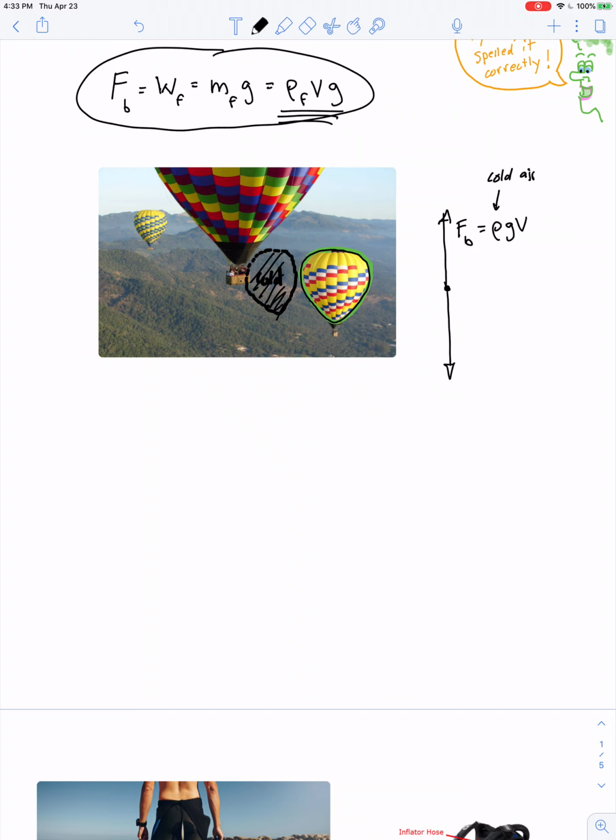So the balloon's called a hot air balloon, right? There's hot air in the balloon, but the fluid that would otherwise occupy that space is cold air. And the volume then is a fixed volume. So there's no change in the amount of buoyant force. What changes is the vector mg.